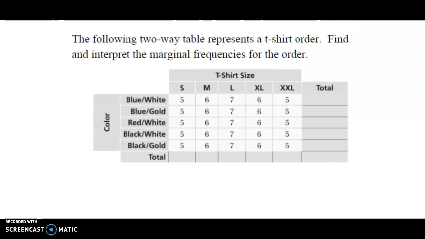This one represents a t-shirt order. This is one I see more used in real life, where you're collecting an order for something and everybody's buying different stuff and you kind of organize it in this table. What a two-way table is very helpful for is making sure that you got the chart right, and that at the very end of the day your totals all match and all line up. I'd like you to go ahead and pause the video and find the marginal frequencies for the t-shirt order.